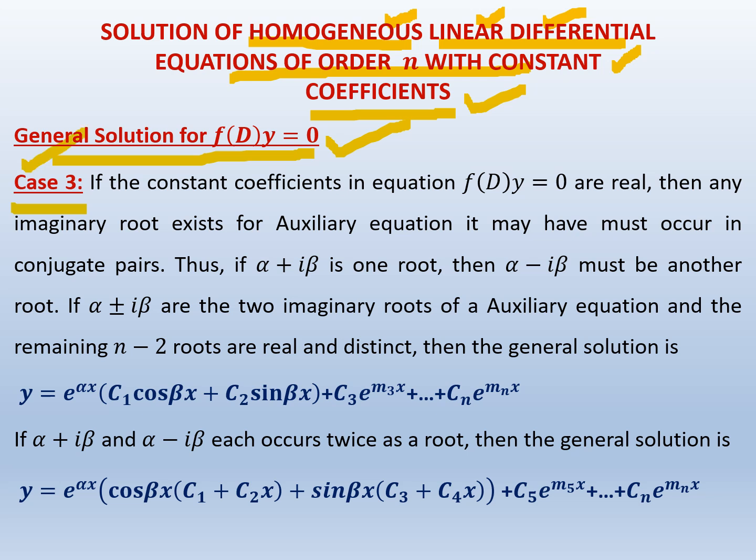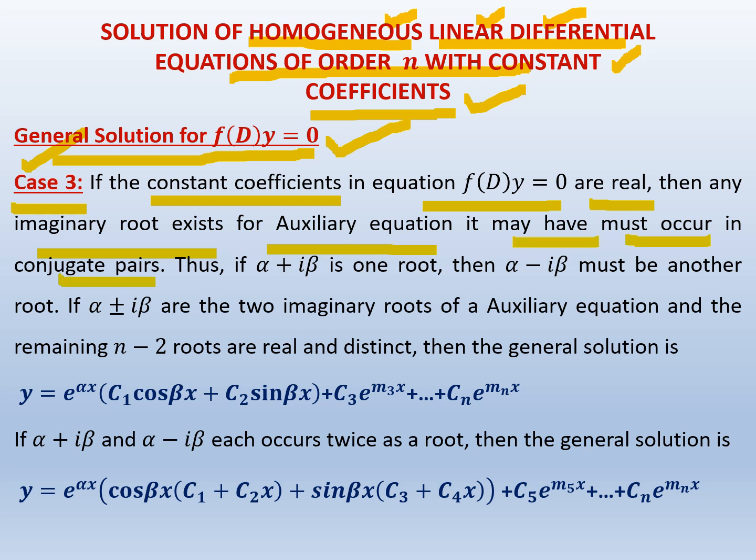In case 3, if the constant coefficients in the equation f of D y equals 0 are real, then any imaginary roots that exist for the auxiliary equation must occur in conjugate pairs. Thus, if alpha plus i beta is one root, then alpha minus i beta must be another root.